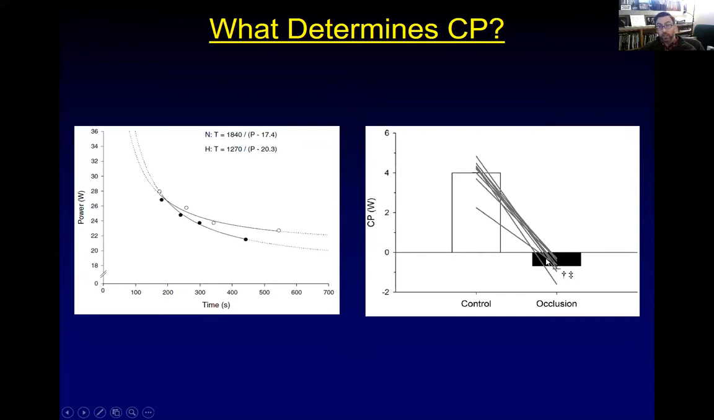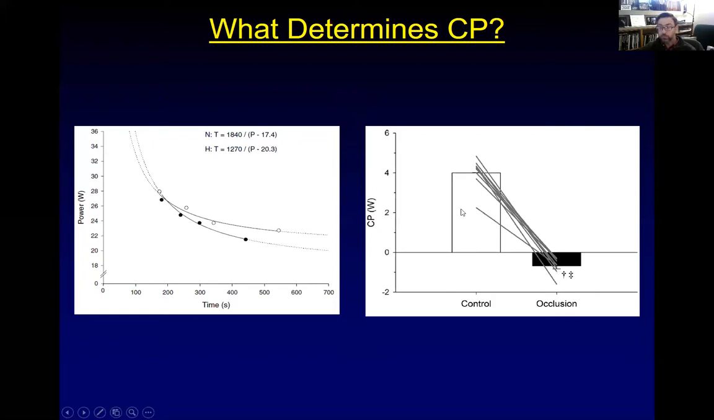On the right, this is from hand gripping exercise. And they did forearm occlusion. So they put a blood pressure cuff on over the person's bicep. They inflated it, and they cut off blood flow entirely to the working muscles. And so you will note that basically critical power is less than 0, which is an odd statistical phenomenon. Don't think about it too much or your brain will explode. But basically, when you cut off oxygen, there's this dramatic reduction.